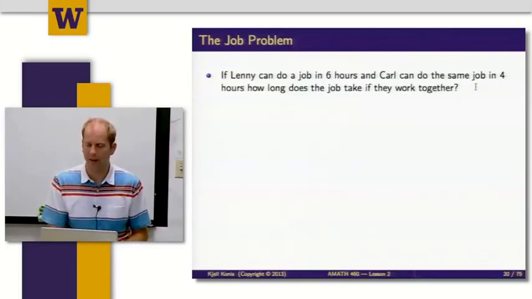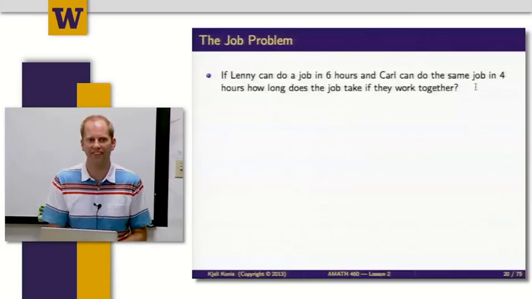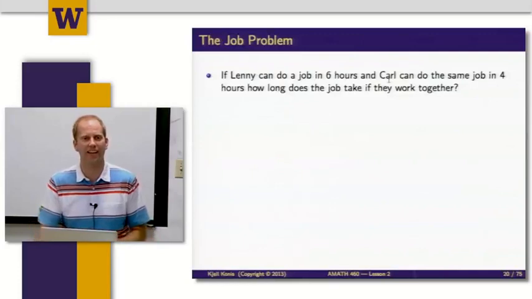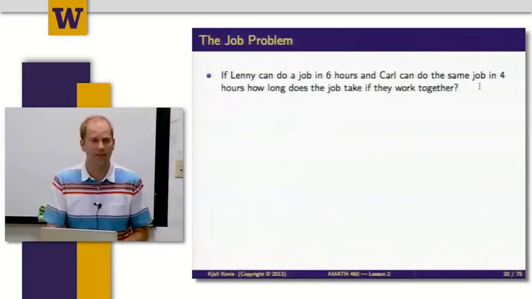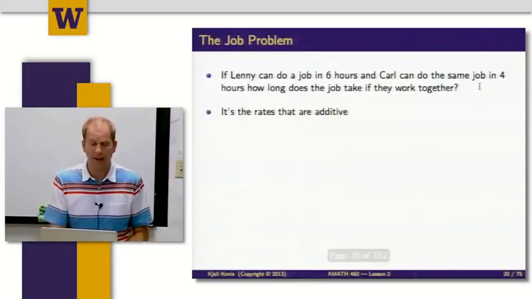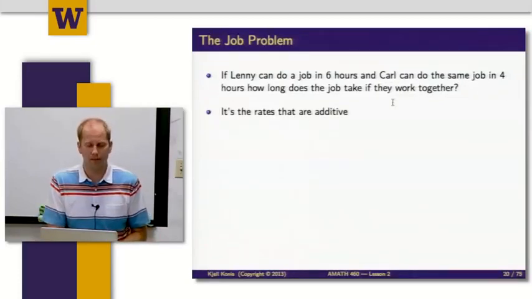A lot of times when you ask people this question, the first number that pops into their head is 5 hours, which seems to make sense because it's just the average of 4 and 6. But that would actually mean that by helping out Carl, Lenny's making the job take longer. So, clearly that's not the right way to think about the problem. And the right way to think about this problem is that it's the rates that are additive.